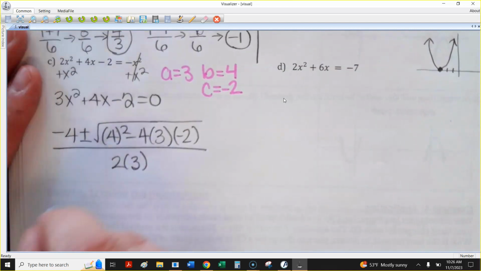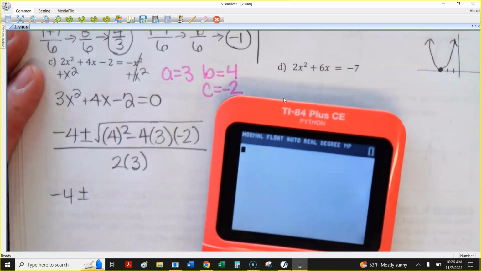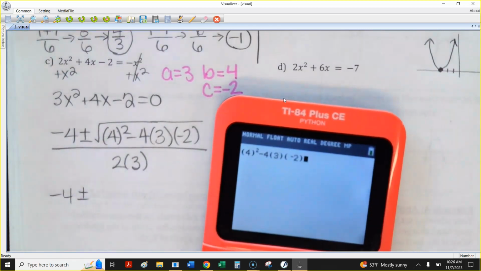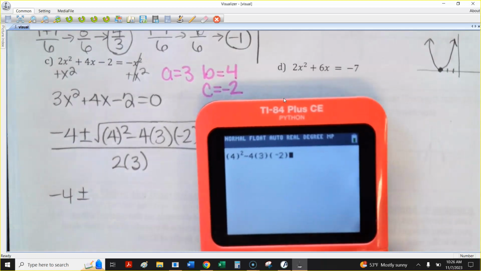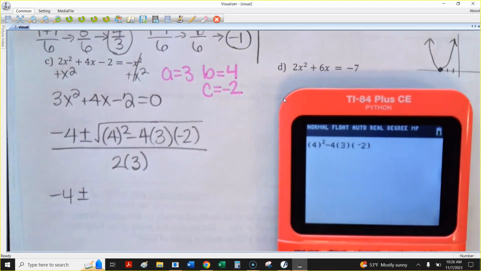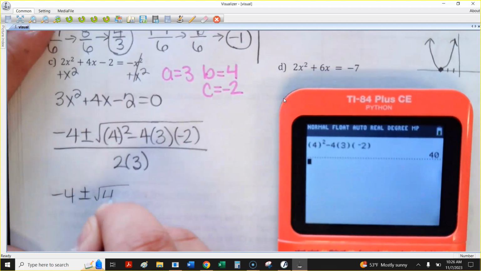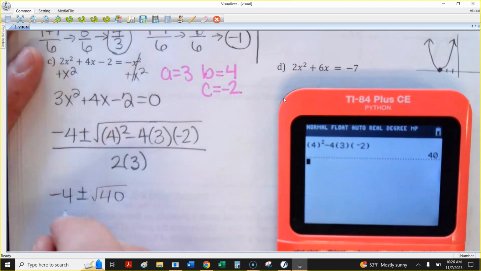Now I'm going to grab my calculator and figure out whatever's under the square root. So we're doing 4 squared minus 4 times the 3 times negative 2. Make sure you use the negative key if you're going to type it in the calculator, and use the subtraction sign between the squared and the 4ac there. Now this ends up being 40. And I did not take a square root, so 40 would be under the square root there, everybody over 6.